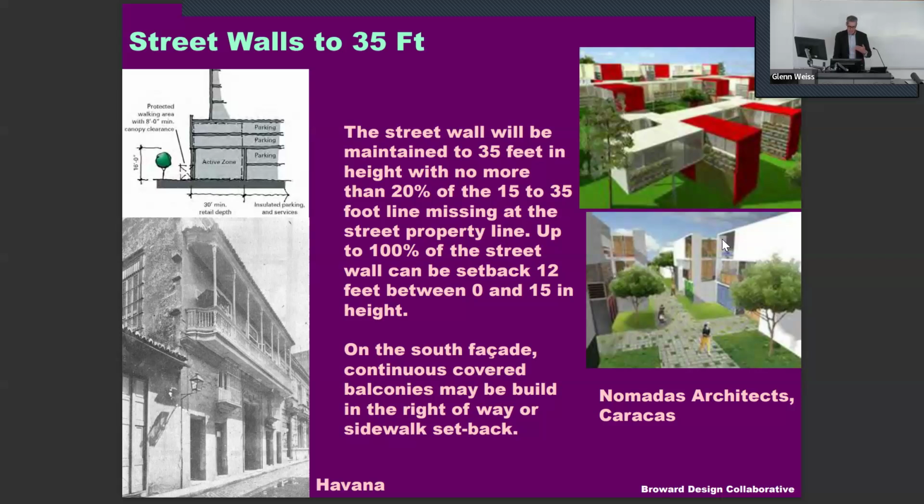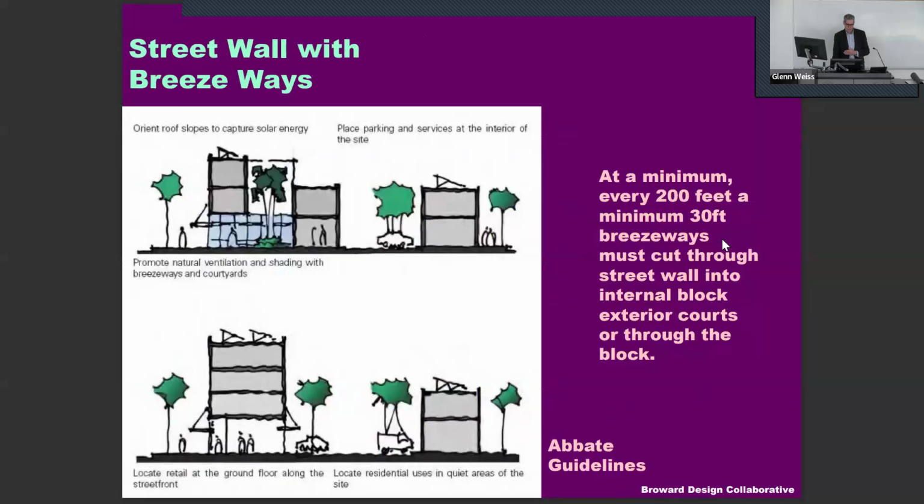But also what has to happen in terms of the form, this picture from Havana, in which you can see the balcony above also providing street light down below, shade down below. If you look at Nomadis architects, you can see the way that in Caracas they created this idea of, you can see the air going over and under in terms of transferring itself through the space.